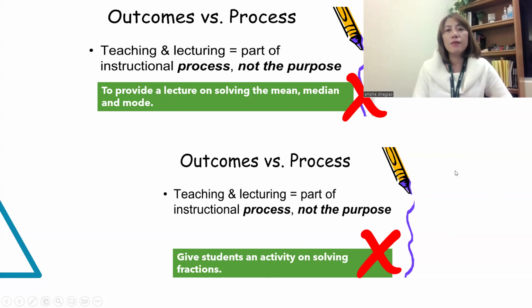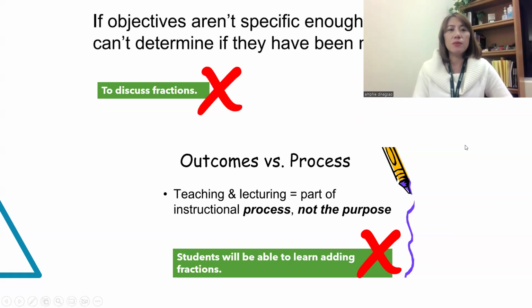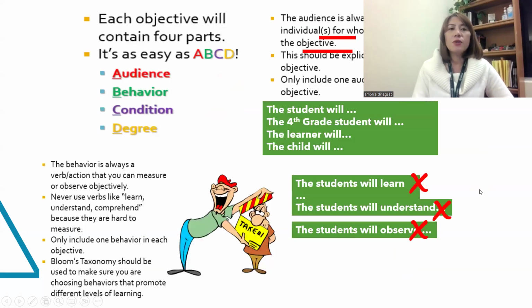That's not what students will be able to do. To discuss fractions is a teacher activity, a teacher's role, not the students'. So "students will be able to learn": learn may not be a good term as it is not measurable. An objective should have four parts, A, B, C, D: audience, behavior, condition, and degree.